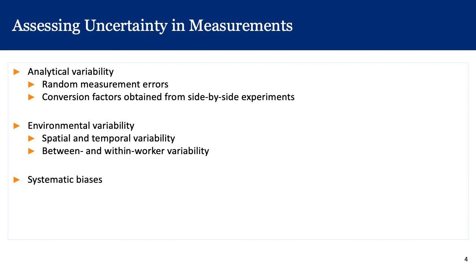One is the analytical variability itself, which we have discussed in the course. So there are random measurement errors. And then if we want to convert all of these measurements made using different units and different types of instruments, we need to obtain conversion factors between these different types of measurements. And so there is a lot of error in those conversion factors. There is also environmental variability, spatial and temporal variability, and between and within worker variability that we have discussed previously in the course. And finally, there are systematic biases.